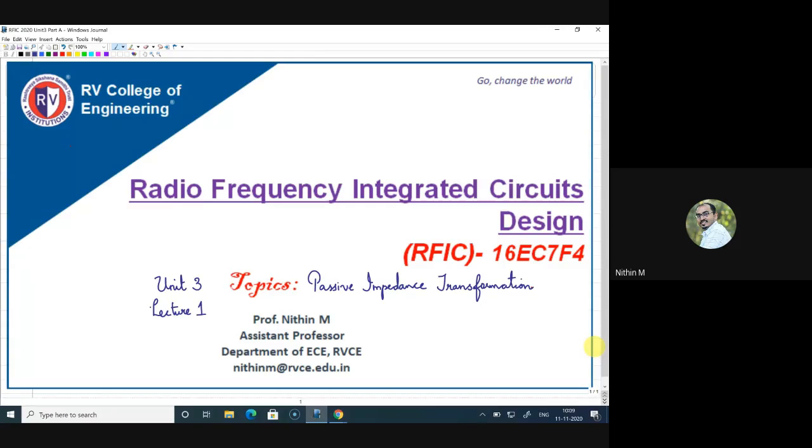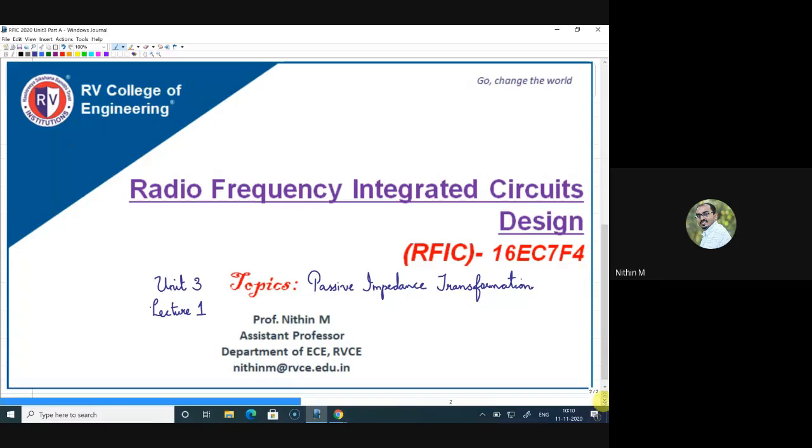Welcome to Radio Frequency Integrated Circuits Design class. This is a lecture on Unit 3. In Unit 3, we have two main topics. One is a brief review on impedance transformation, basically passive impedance transformation. And the second part of Unit 3 is we'll start with RF circuits, which starts from low noise amplifier.